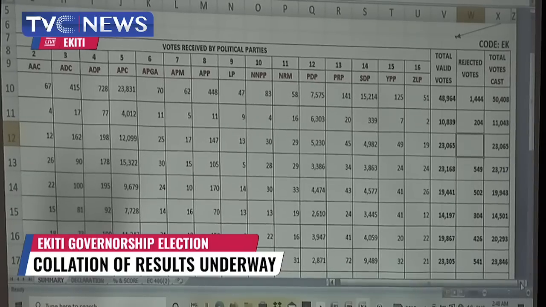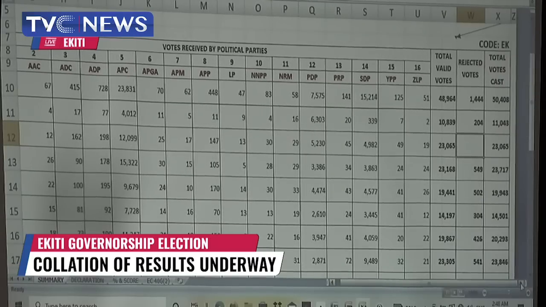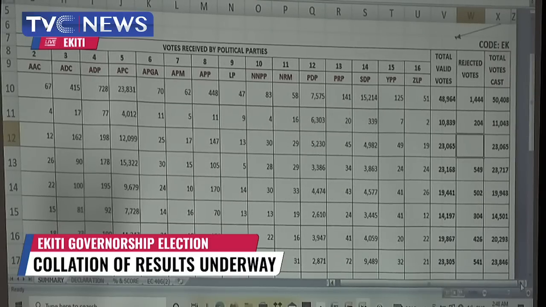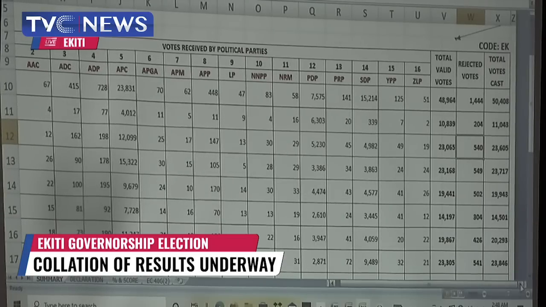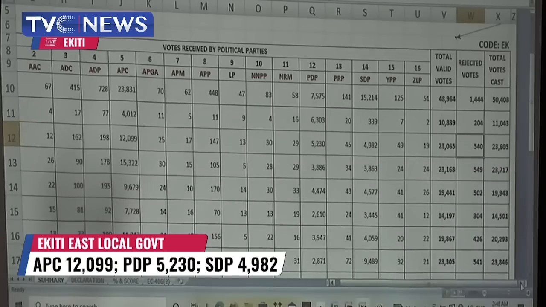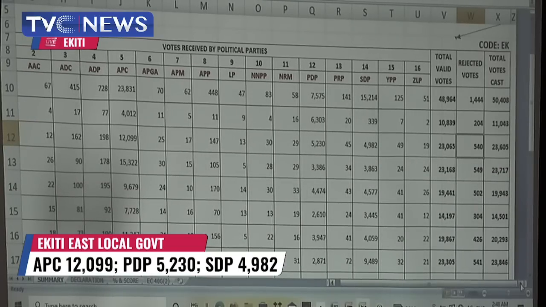ZLP, 019. Total valid votes, 23065. Rejected votes, 540. Total votes cast, 23605. Thank you very much. Thank you, Prof. Any record of cancellations? No, sir. And no PWD. No, sir. Can we have the original copy? Thank you very much.